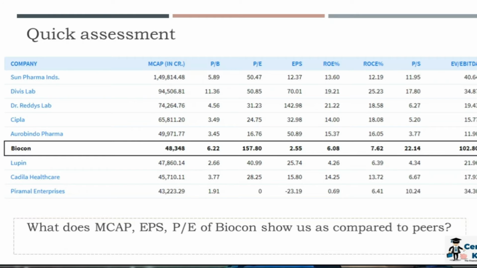Now let's consider PE ratio. PE ratio is 157, which is much higher than even the biggest company by market cap, which is Sun Pharma. This stock is so overvalued. Why can I say this stock is so overvalued? This low EPS has not yet translated into low stock prices. This company is having the advantage of its traditional reputation.